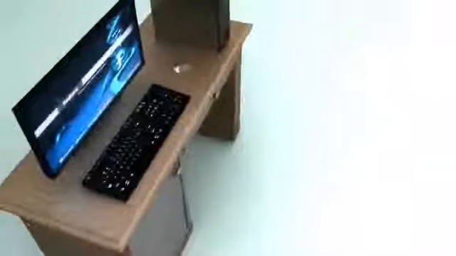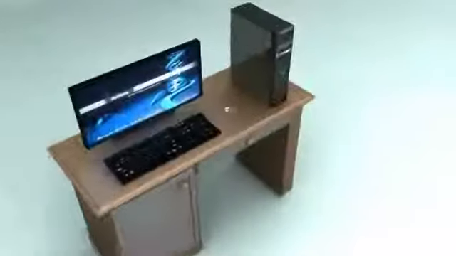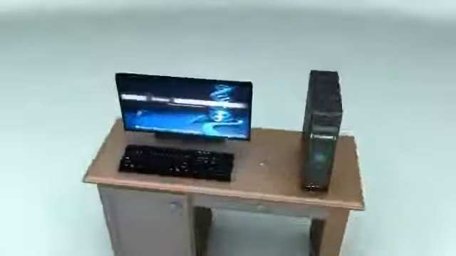The case is finally wrapped by its outer cover, which completes the assembling of the CPU. Finally, connect the monitor, keyboard and mouse. That's how your system gets ready for use.